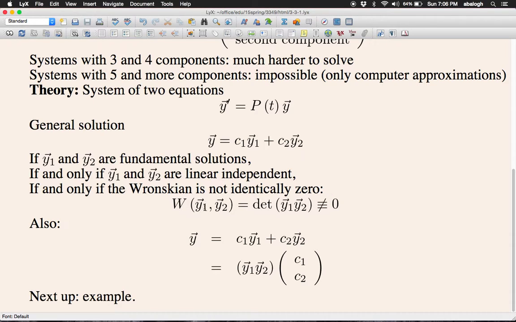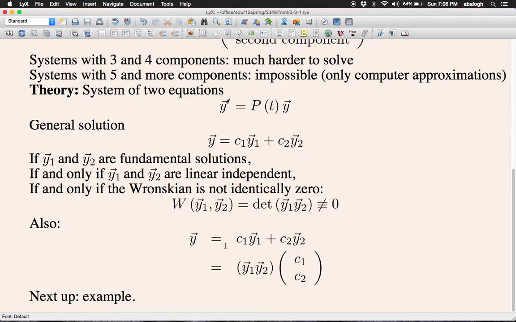The Wronskian of the y1, y2 vector solutions is defined as the determinant of the matrix that you get when you put together the two column vectors y1 and y2. So you calculate its determinant, and this shouldn't be identically zero.